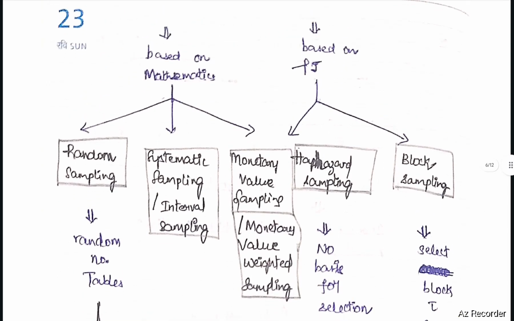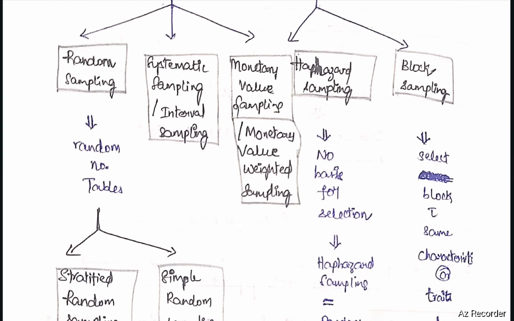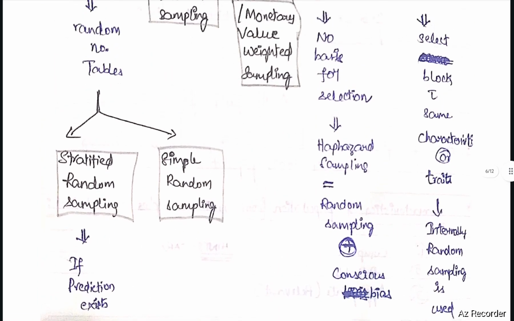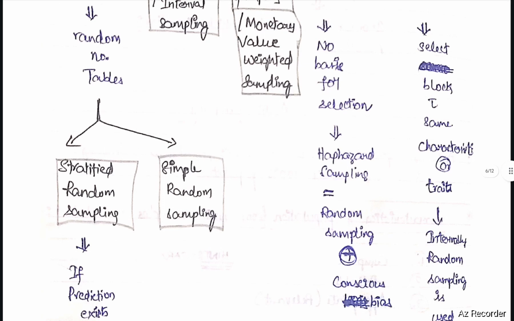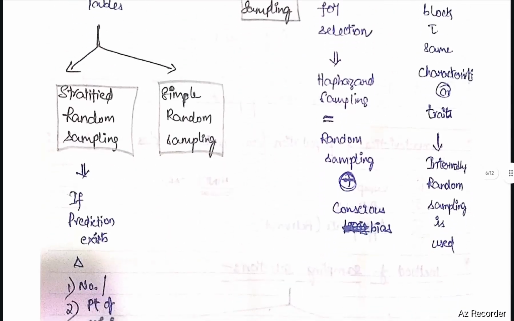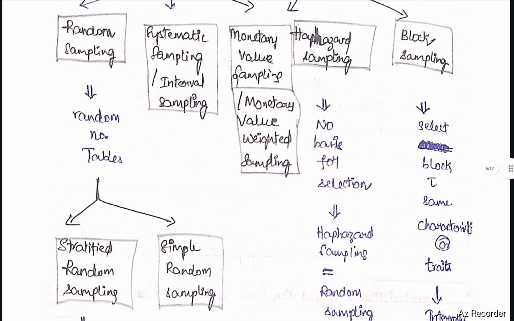Next, in case of non-statistical sampling, there are two types: haphazard sampling and block sampling. Haphazard sampling means no basis for selection, that is random sampling plus a conscious basis. We will select randomly in case of haphazard sampling. Block sampling means selecting a block with the same characteristics or traits. In case of block sampling, internally, random sampling is used. That means we will select randomly.